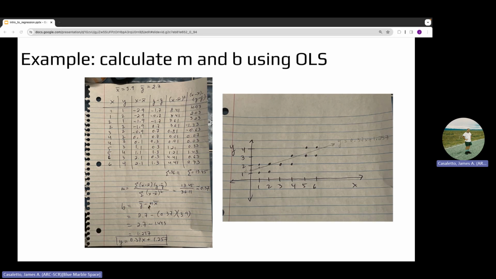Now, with the slope, I can plug that into the second formula for b, which is y bar minus m x bar. And I know what y bar is, I know what m is, and I know what x bar is. Plug those in, and I get 1.257. Now I have my m, I have my b, and I have my form y equals mx plus b. In this case it is y equals 0.37x plus 1.257. And that's the line that I plotted on the right. And you can see that does a pretty good job of fitting that data.